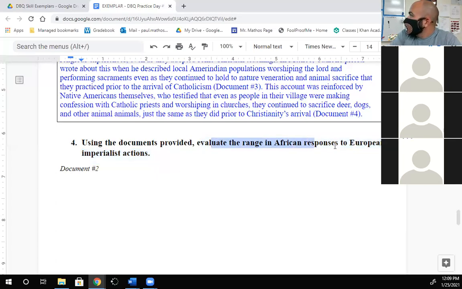So what other kind of responses can they have besides, oh, this is great, Europeans are coming here to take my land? Or negative, like, oh, let's grab the spears, let's grab the guns, let's go to war. There's more responses than that. And that's what the documents here are showing us.